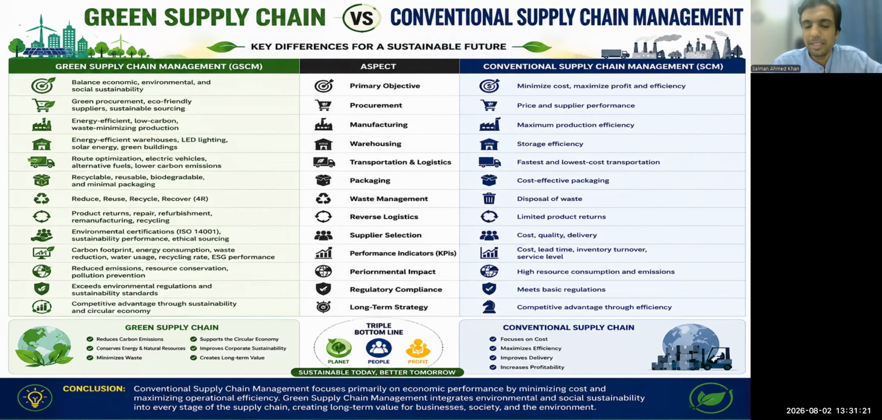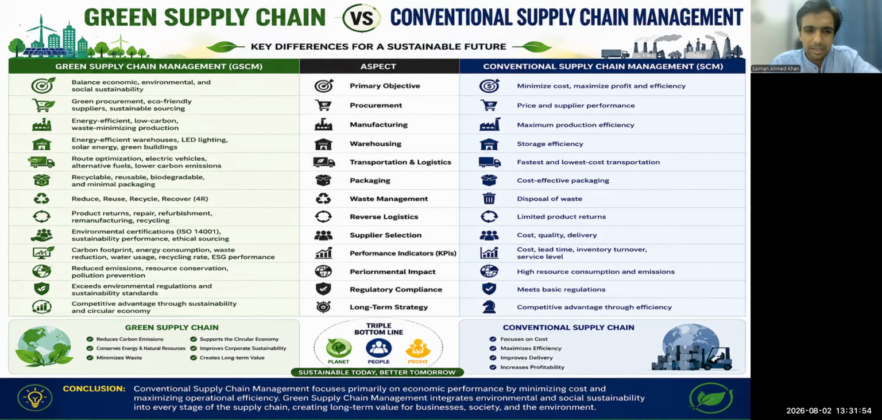Packaging could be recycled, reusable, and minimal packaging in the green supply chain management, while conventional supply chain management talks about cost-effective packaging. If we talk about waste management, green supply chain management talks about the 4 Rs, which means you should focus on producing products which can be reduced, reused, recycled, and recovered. While conventional supply chain management talks about disposal of the waste.